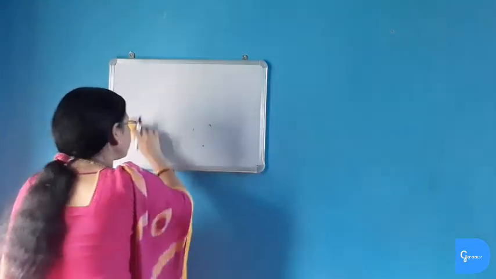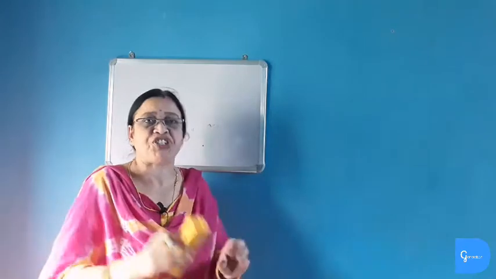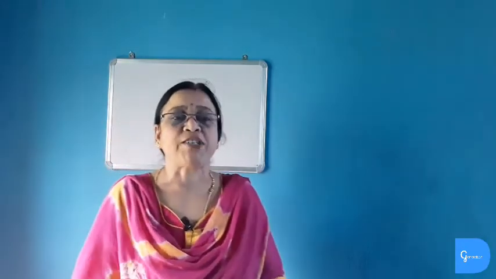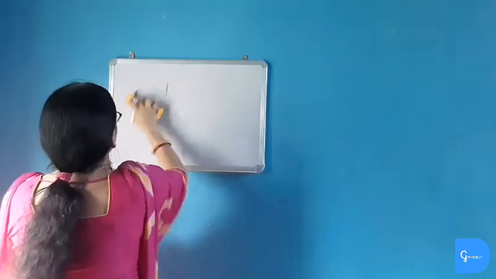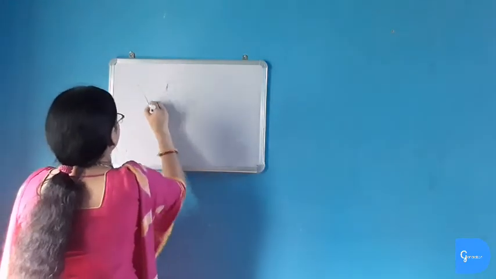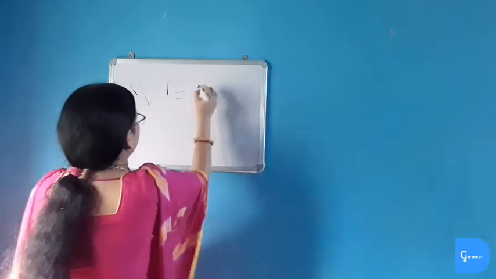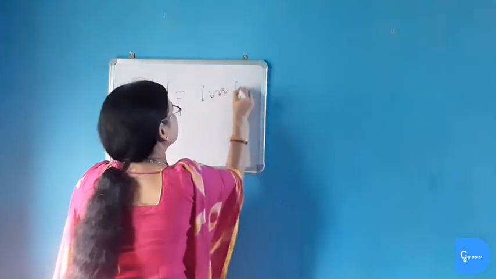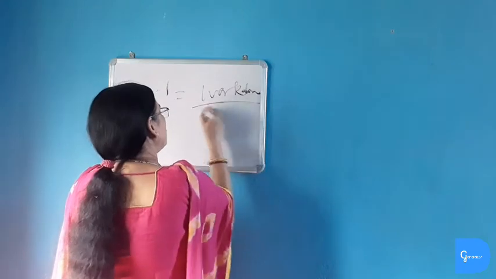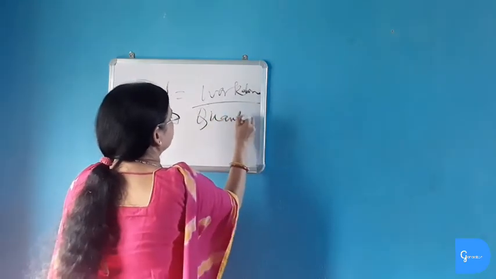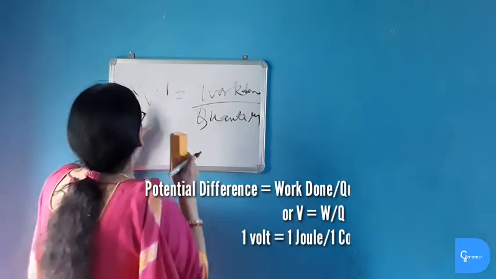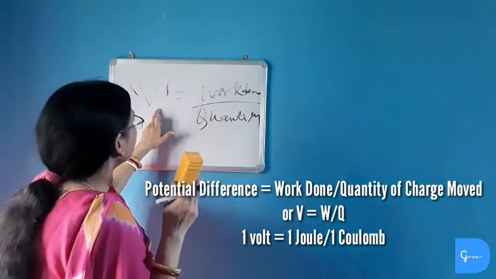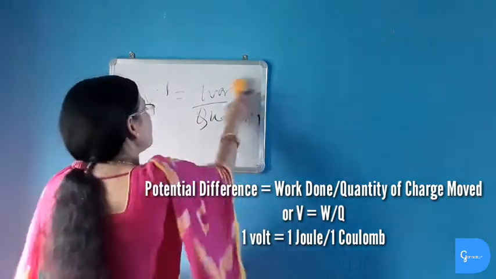Now, potential difference. What is potential difference? The difference of electric potential between 2 points is known as potential difference. Another name for potential difference is voltage. Similarly, potential difference is measured in volt and is denoted by the letter V. V is equal to work done divided by quantity of charge moved. So how can we find the potential difference? Potential difference means work done by quantity of charge moved.